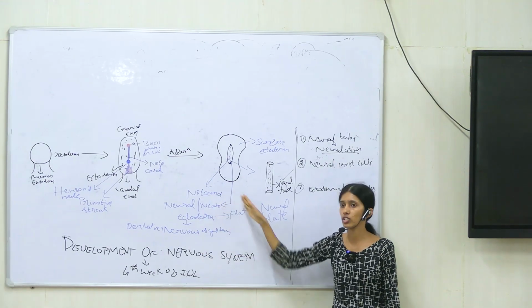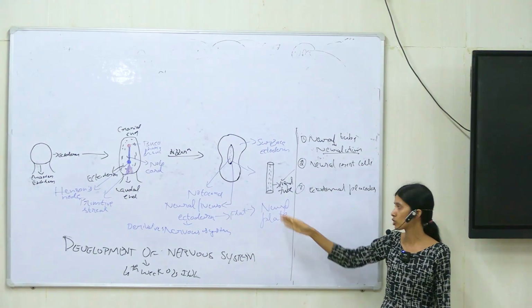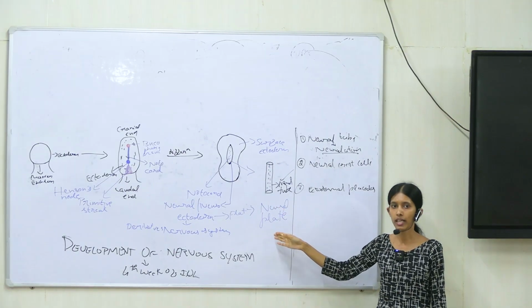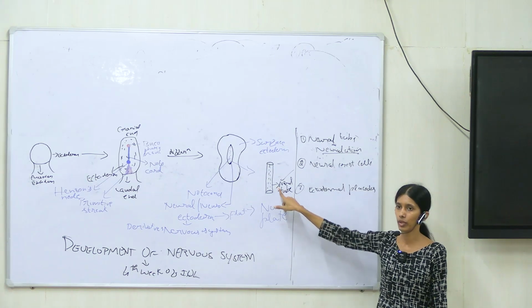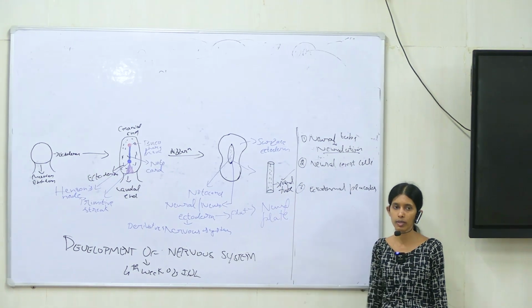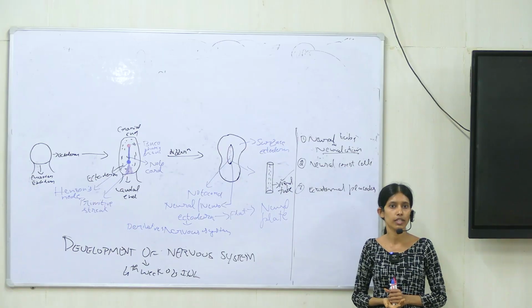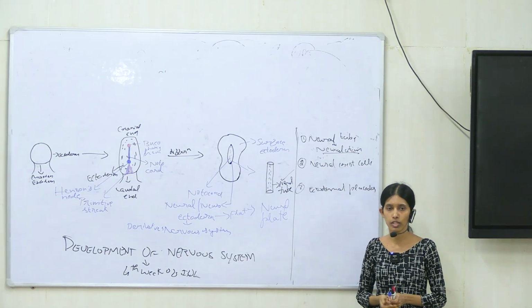From the neural ectoderm, your nervous system is going to develop. In the initial stage, it is more like a plate-like structure, so we name it the neural plate. Later, it will go through a process of folding, forming a neural tube structure. Okay, is it clear for everyone? Any doubts? No doubts? Okay.